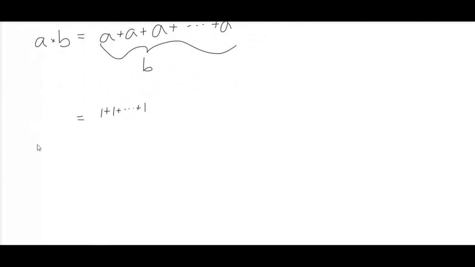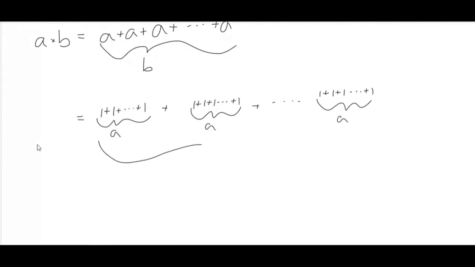And if we want to break that down into this, we have 1 plus 1 dot dot dot plus 1, A times, plus 1 plus 1 plus 1 dot dot dot, A times, and so on, right? These are all the A's that we have. How many A's do we have? We have B of them, right? I'm just writing the same thing in a different way.